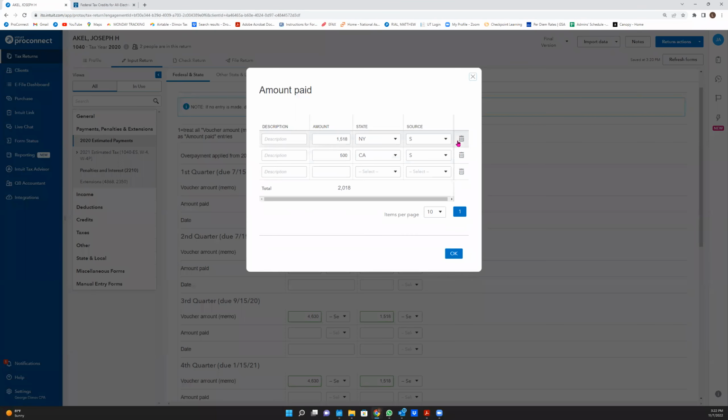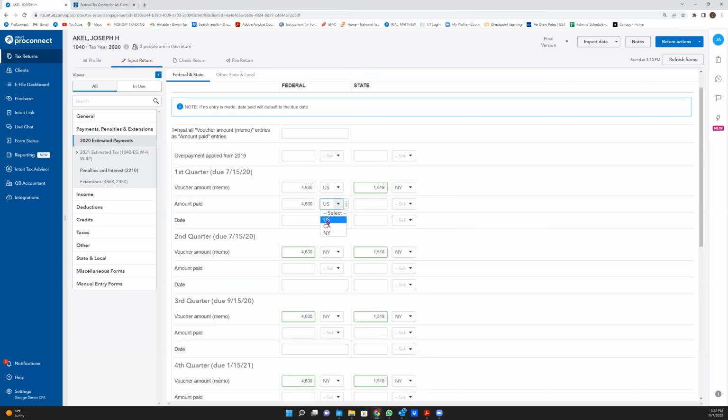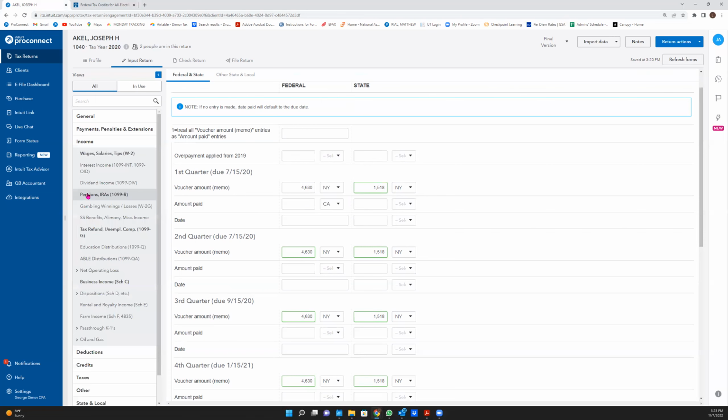All right. Let me clear this up because we're going to use this as a blank slate for you to work on later on. And I think this was like that. So now we go into income.